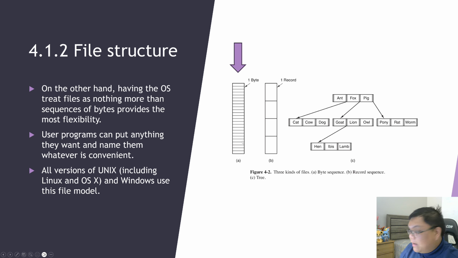All versions of Unix and Windows use this file model, where a file is nothing more than a sequence of bytes. What the bytes mean depends on whatever program is working with the file.